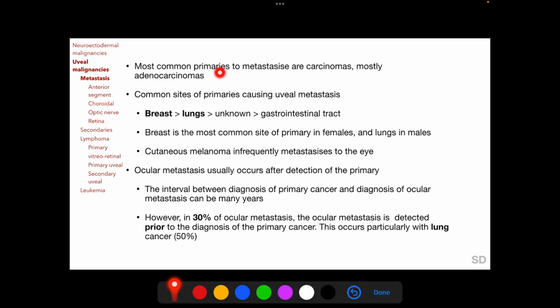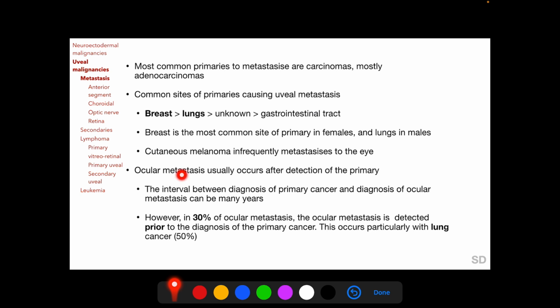Most common primaries to metastasize to the eye are carcinomas, mostly adenocarcinomas, and in descending order, the most common sites of primaries causing uveal metastasis are breast, lungs, an unknown primary site, and the gastrointestinal tract. Breast is the most common site of primary in females, and lungs the most common site of primary in males. Cutaneous melanoma infrequently metastasizes to the eye, but when it does, it has a predilection for the retina and the metastatic tumor masses to be pigmented.